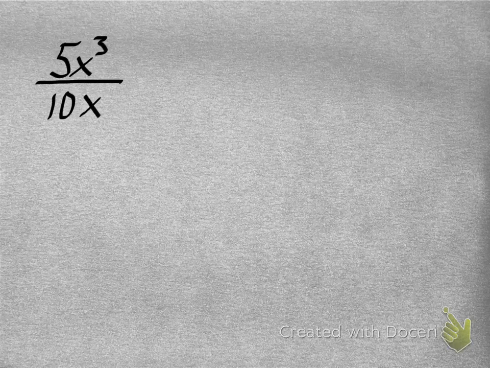So let's start with a question like 5x to the third power divided by 10x. All right, so this isn't too bad. First, x cubed over x is going to be what? 3 minus, remember there's a hidden 1 right there. Oh, 2. Yep, it's x to the 2.